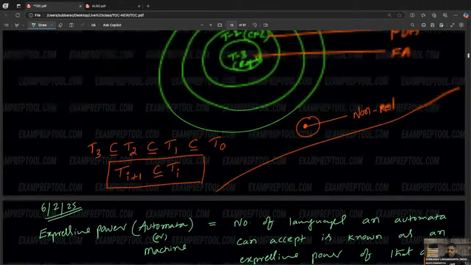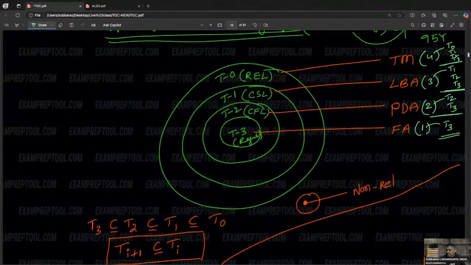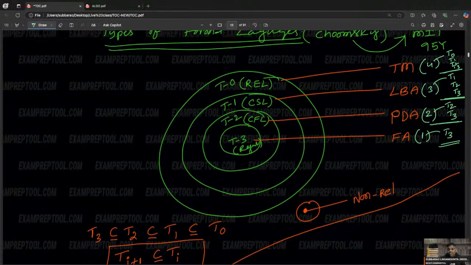We have totally 4 machines. 4 machines' expressive power I have also written. In terms of expressive power, the least expressive power is finite automata, and the most expressive power is the Turing machine. The reason is the Turing machine can accept 4 languages, type 0 to type 3. LBA can accept only 3.